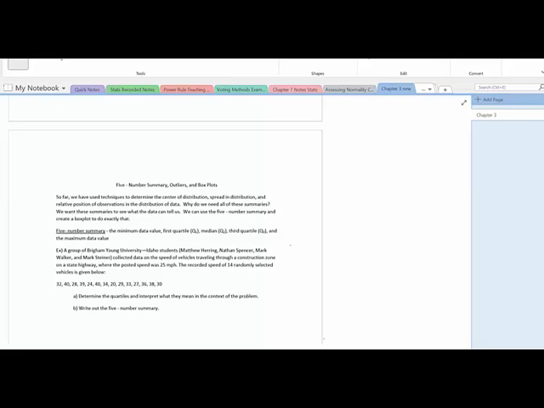A group of Brigham Young University Idaho students collected data on the speed of vehicles traveling through a construction zone on a state highway, where the posted speed was 25 miles an hour. The recorded speed of 14 randomly selected vehicles is given below. Determine the quartiles, interpret what they mean in the context of the problem, and write out the 5-number summary. So first off, I need to write these numbers out from least to greatest. So when we do that, we get this.